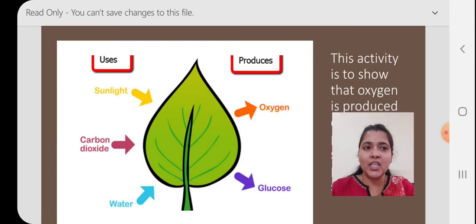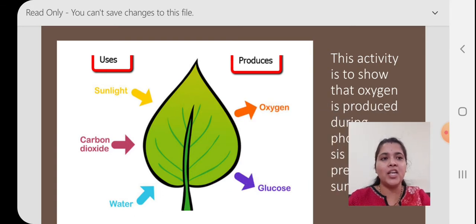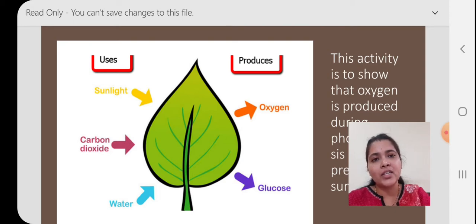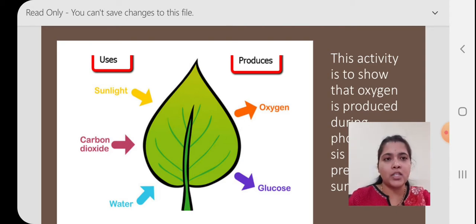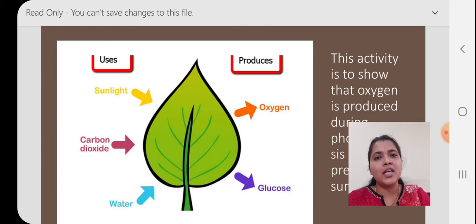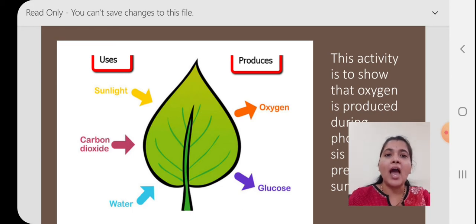When you see the picture clearly here, children, you have users and producers. What is the plant using? It is using sunlight, carbon dioxide, and water. And what is it producing? It is producing oxygen and glucose. Glucose is nothing but the starch.